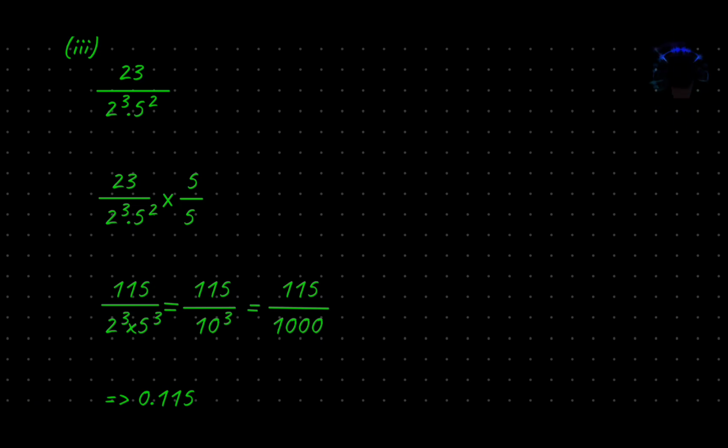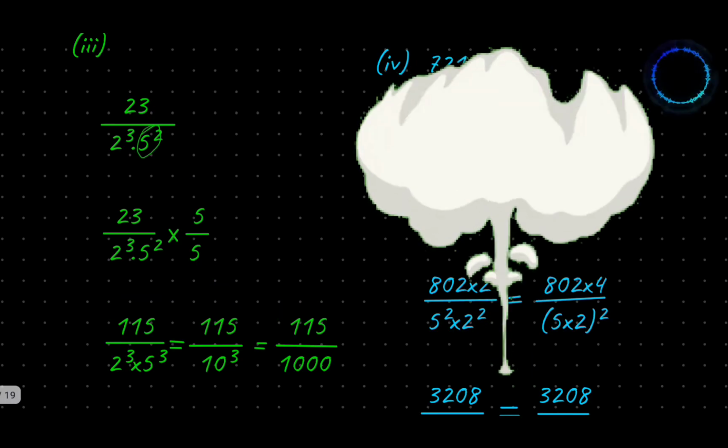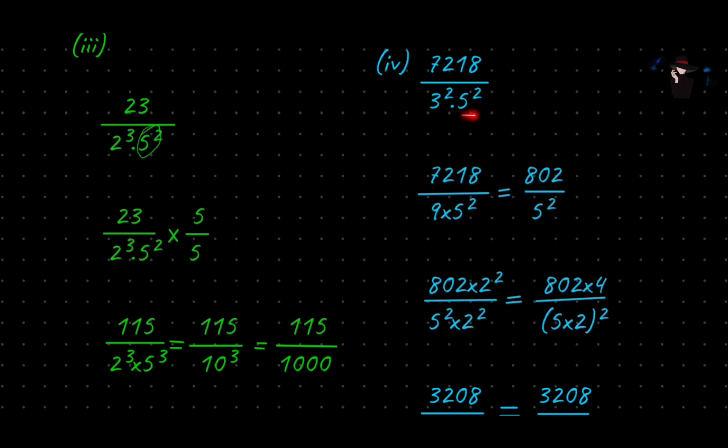Next question, 23 by 2 cube and 5 square. So we need equal powers here to make it in the form of 10, right? If we don't have the same number of powers, then we cannot directly multiply to get 10. So we need one more 5, multiply and divide by 5. We got 23 into 5 is 115. 2 cube into 5 cube, 10 cube equals 1000, right? If we remove these 3 zeros, we need to add the point before 3 numbers, 1, 2, 3, which makes it 0.115.